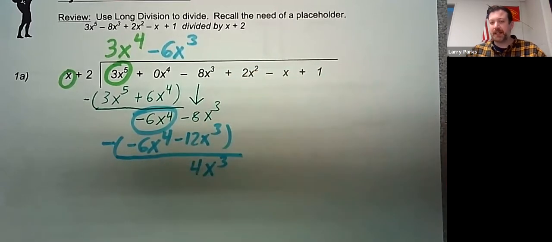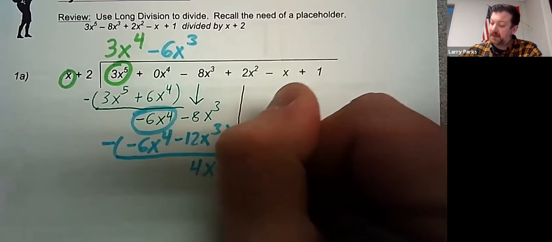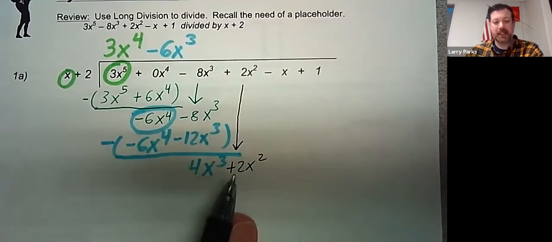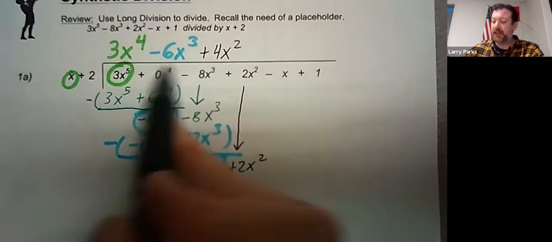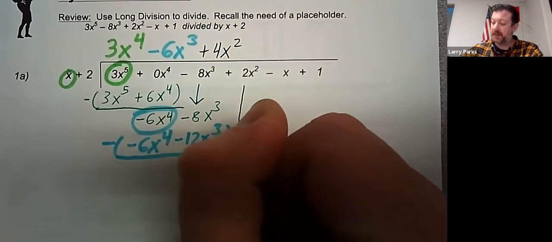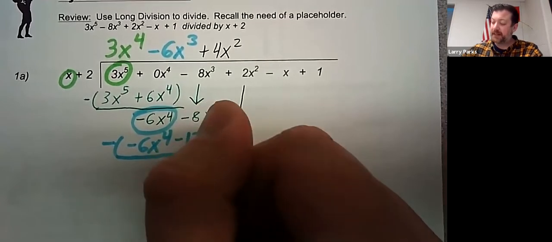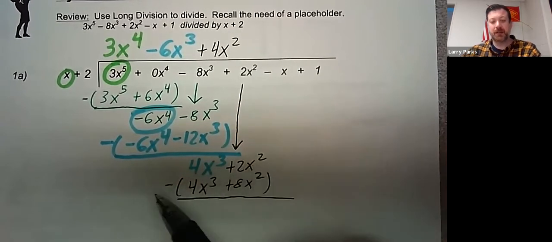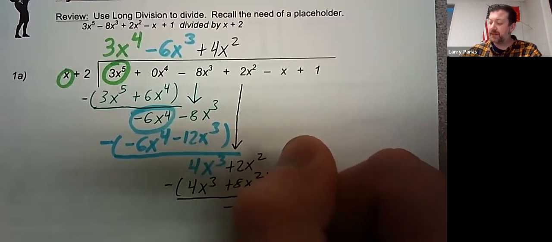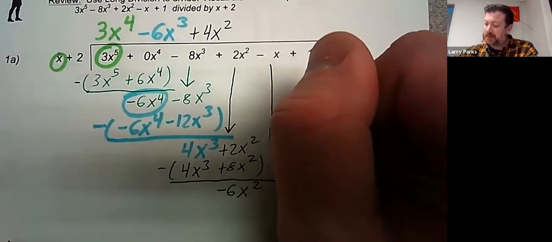You then keep repeating this process. So then you bring down the next term. You say x times what is 4x cubed? That would be 4x squared. You take 4x squared times x, that's 4x cubed. 4x squared times 2, that's 8x squared. You take that away. Those go away, 4 minus 4. 2 minus 8 is negative 6. See, these things, they take forever. Bring down the next term.